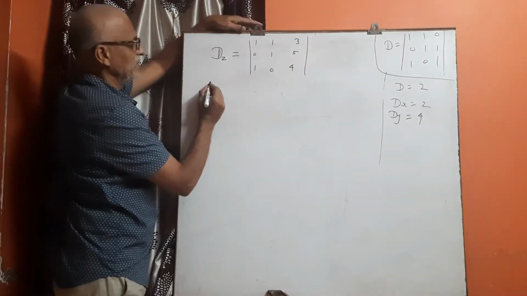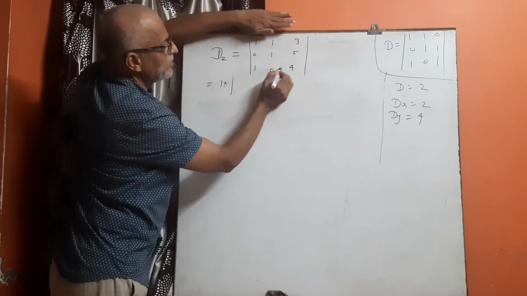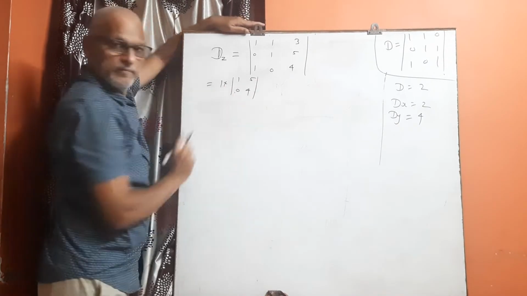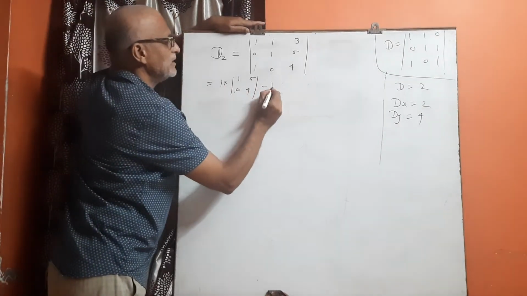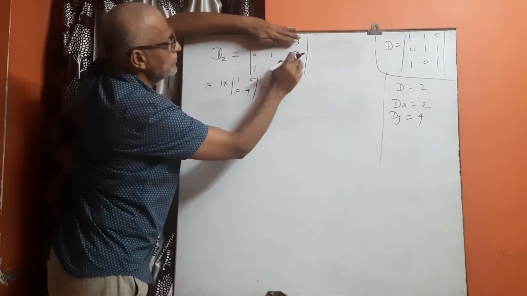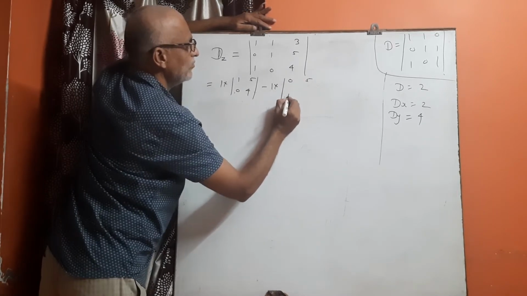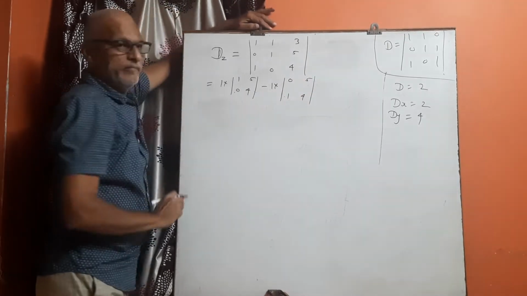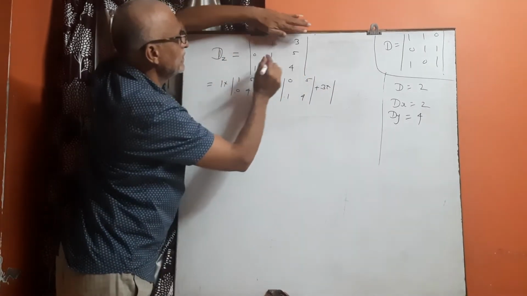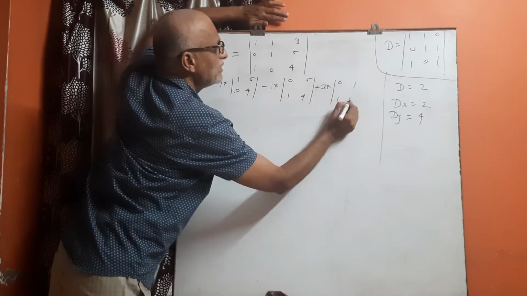Now again simplifying, this is equal to 1 into the determinant of 1 5, 0 4, minus 1 into the determinant of 0 5, 1 4, plus 3 into the determinant of 0 1, 1 0.